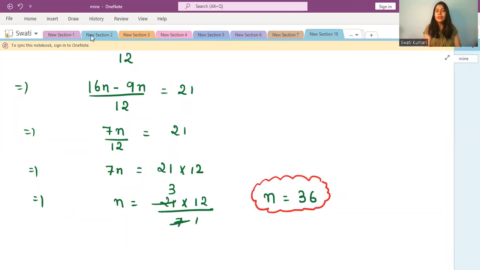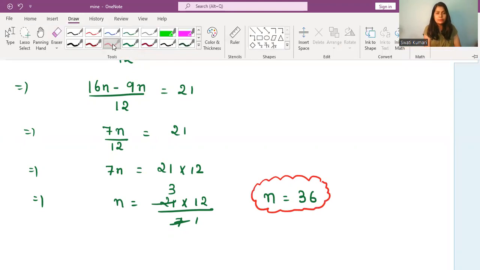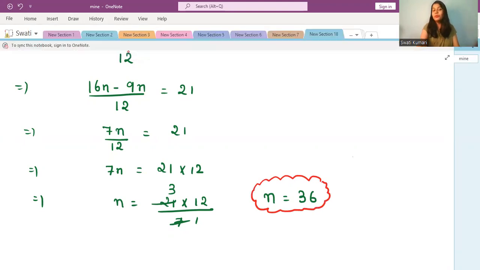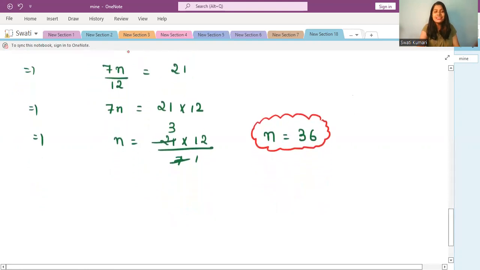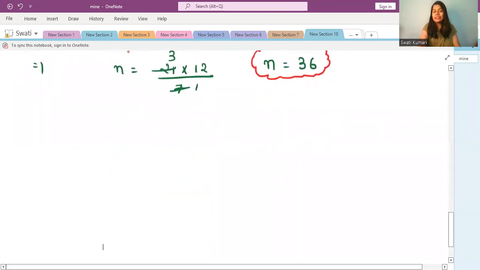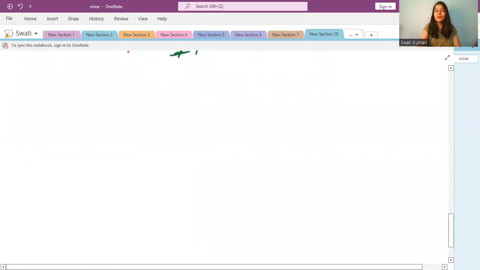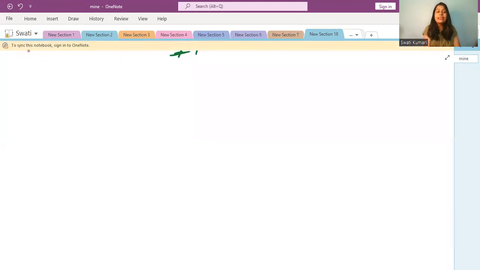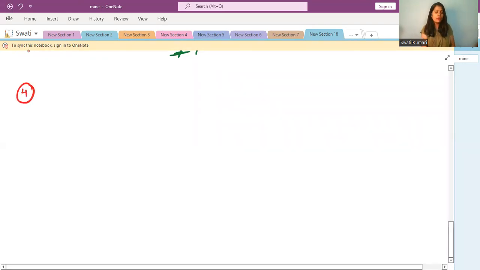Let's solve another question. Next question. Okay, I'm enjoying. I hope you are also enjoying these questions. If you want, once I'm writing the question, you also start doing the solution on your own and check whether you and I are getting the same answer or not. Now let's do our fourth question.